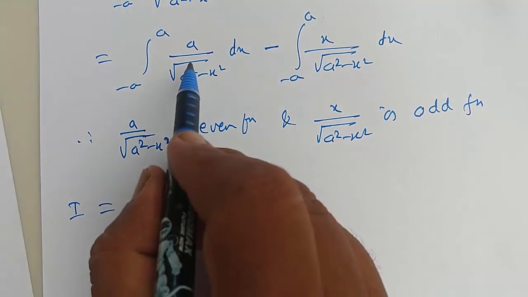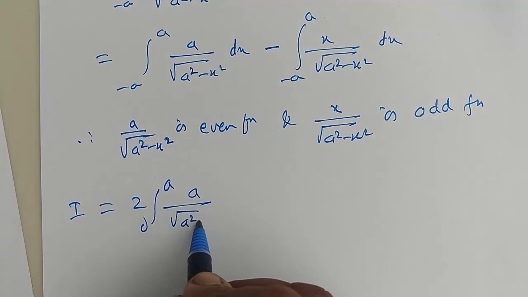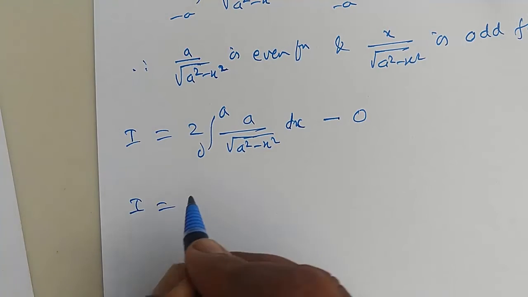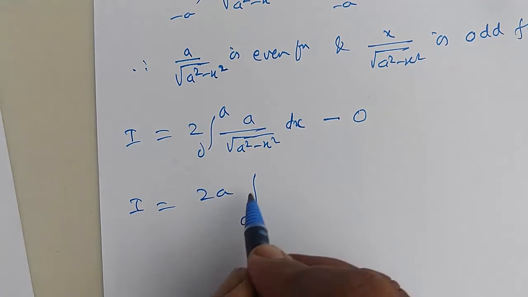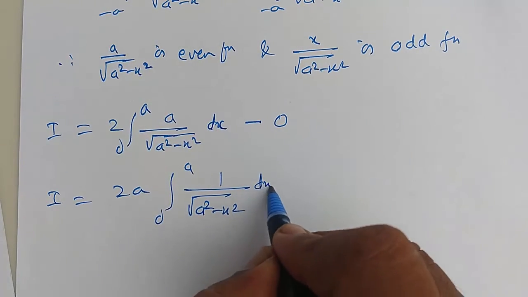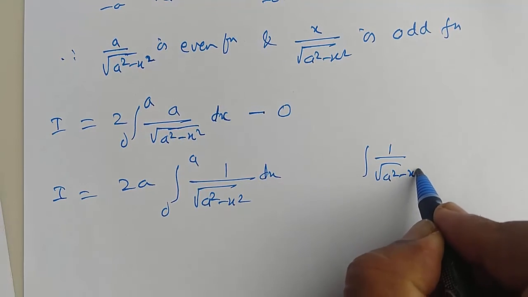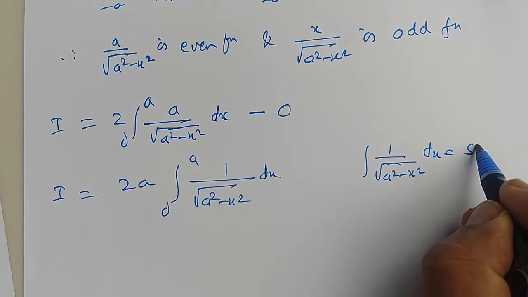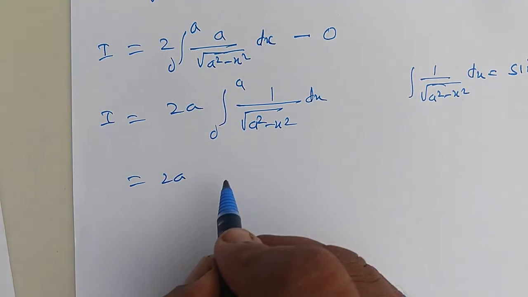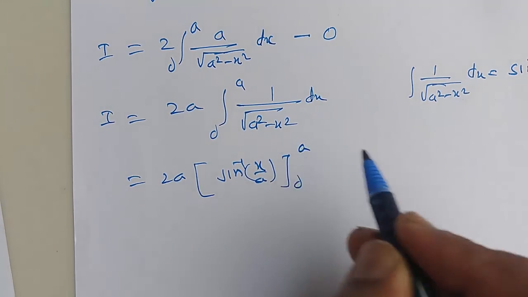And therefore I becomes 2 times, because it is an even function, 2 times the integral from 0 to a of a upon under root of a square minus x square dx, and the other term becomes 0. Therefore I is equal to 2a times the integral from 0 to a of 1 upon under root of a square minus x square. We know the formula for this: the integration of 1 upon under root of a square minus x square dx is equal to sine inverse of x upon a. So using this, twice a times sine inverse of x by a from 0 to a.